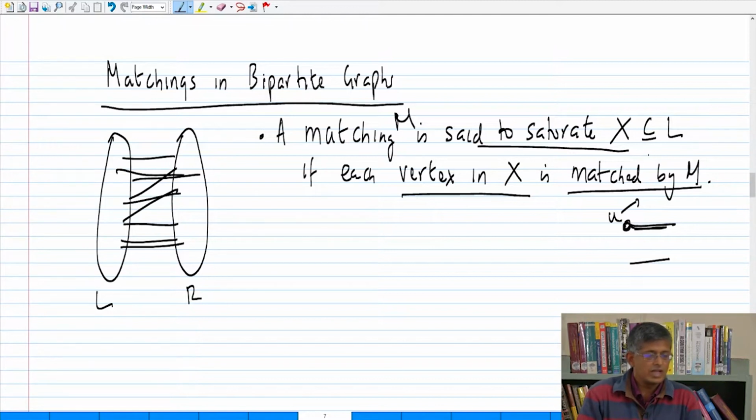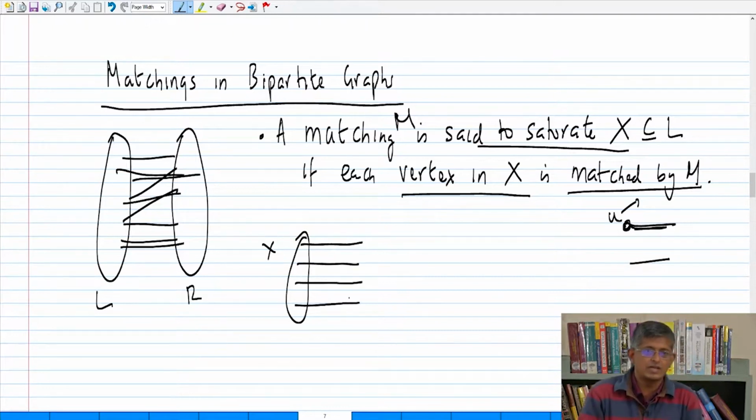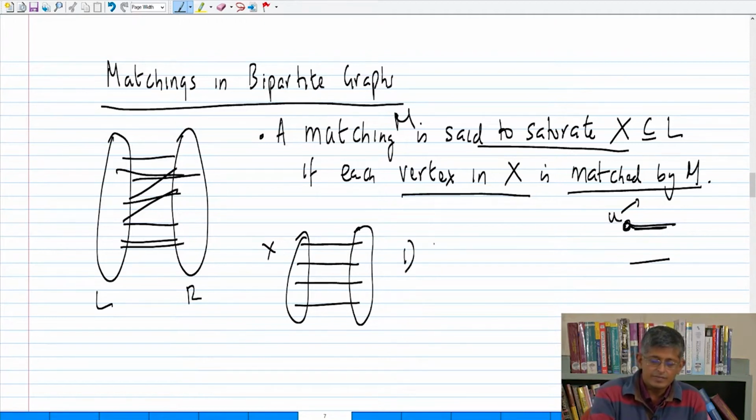Now I am going to prove a very interesting property. Let us assume that X is a subset and all of X is saturated by a matching M. Then an immediate observation that you will see is that, first of all, the cardinality of N(X), the neighbors of X, is at least as large as the cardinality of X.